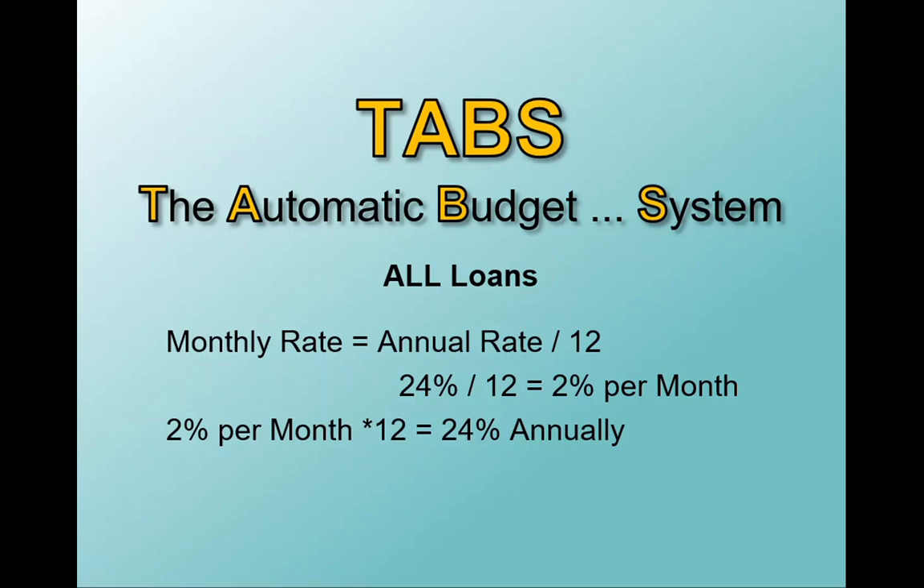First, some info on all loans, not just credit cards. Your monthly interest rate is equal to your annual interest rate divided by 12. A 24% annual interest rate is charged at 2% every month. You'll pay 2% interest every month for a 24% annual rate on your loan.